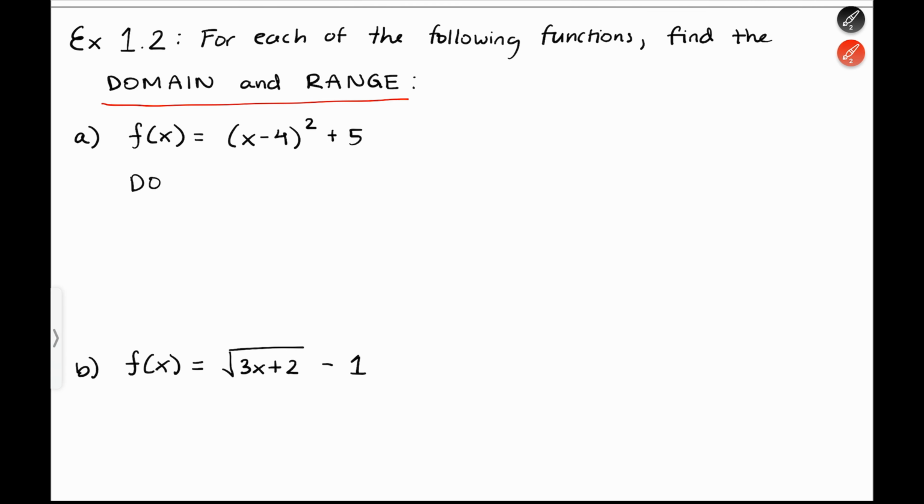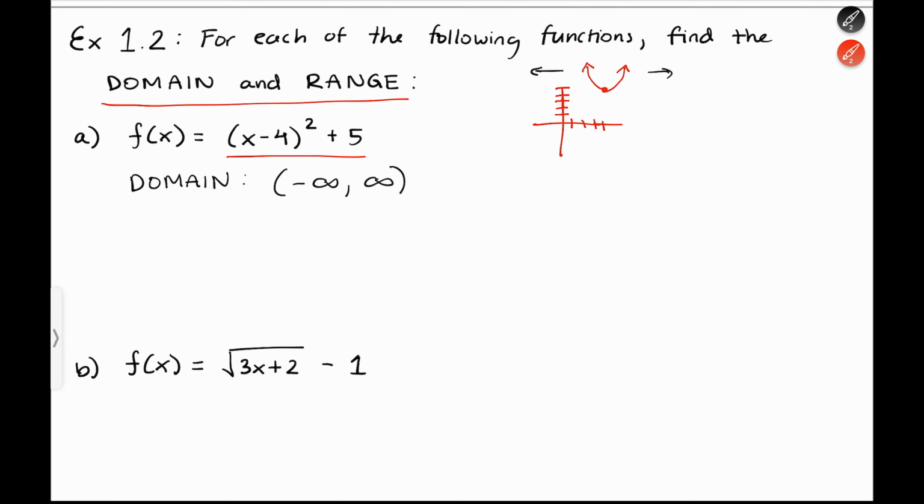To find the domain for Part A, I'd say that it's best if we draw a graph for this function. We know that it's a parabola because it's in vertex form, and it has a translation of 4 units to the right and 5 units up. And its vertex is going to be over here. And we know that it's going to go up. So just by that, we can see that the domain goes from negative infinity all the way to positive infinity, just because of the fact that it goes all the way to the left and all the way to the right.